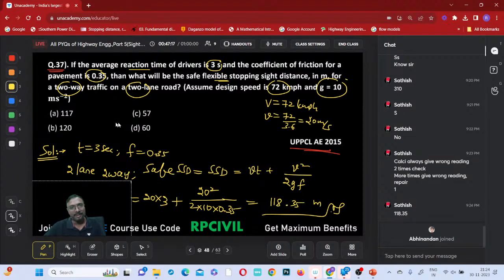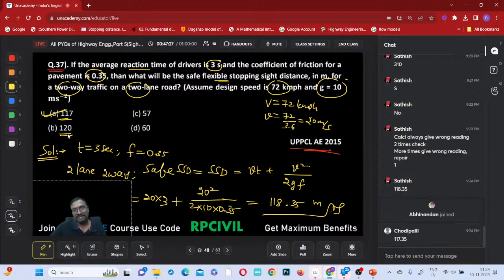118.35? Which one is the nearby answer? 117 is the nearby answer, or 120 is also a nearby answer. 117.35 you are getting? Different people got different answers. 118.35 or 117.35?